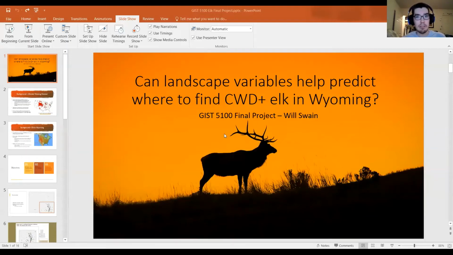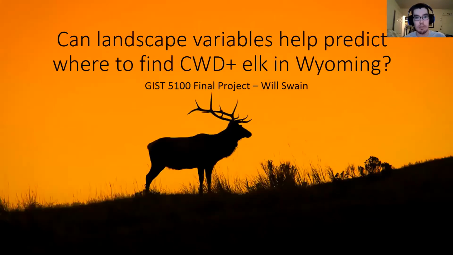I am a first year, or rather first semester PhD student here at University of Wyoming. My research topic over the next few years is going to be about population genetics of elk and chronic wasting disease in the state of Wyoming. So for my GIS project, I wanted to use some of the data that I've received so far and ask the question, can landscape variables help predict where to find chronic wasting disease positive elk in Wyoming?